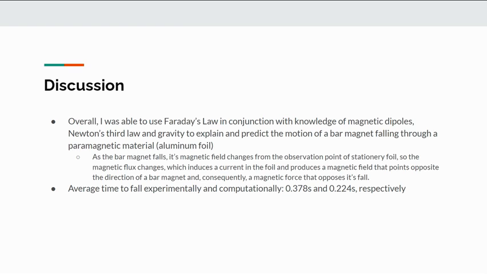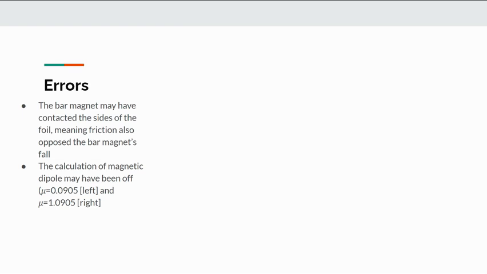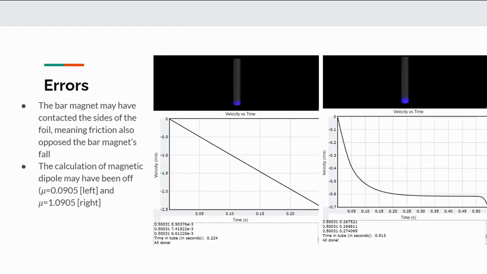So for my discussion, overall, we use Faraday's law in conjunction with knowledge of magnetic dipoles, Newton's third law, and gravity to explain and predict the motion of a falling bar magnet through a paramagnetic field, which is given by the aluminum foil. As it fell, the magnetic field changed from the observation points at each loop of the foil, and so the magnetic flux changed, which led to a current in the foil producing a magnetic field opposite to the direction of the falling magnet. My average times are 0.378 and 0.224 seconds for experimental and computational results, respectively.